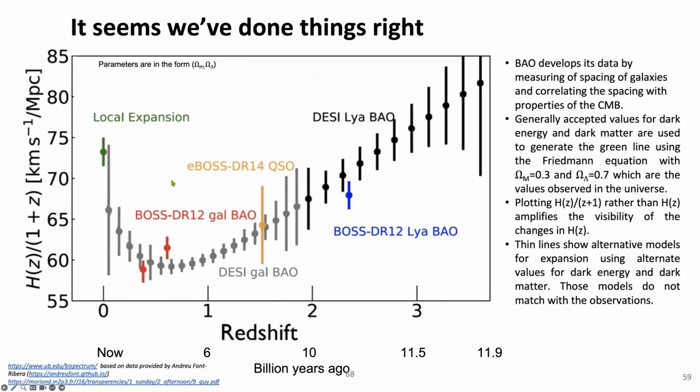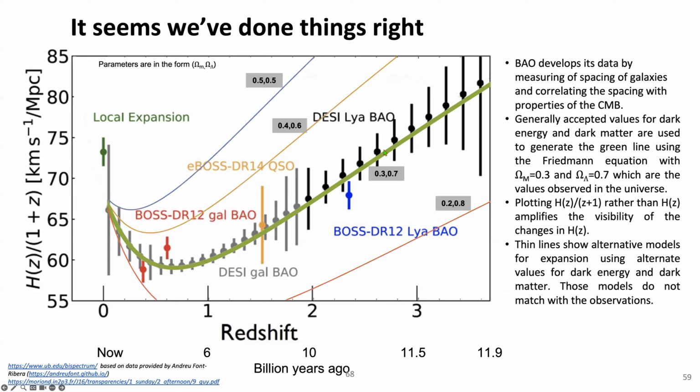So we have redshift to express this data, and we are now going to overlay the results from the Friedmann equation using the best values we have for the density of matter and the density of dark energy of 0.3 and 0.7. And that's this green curve. And the green curve is right on top of these data points, which gives us confidence that we're doing the right thing. If you chose other parameters and put them into the Friedmann equation, you see big differences from the observed data.